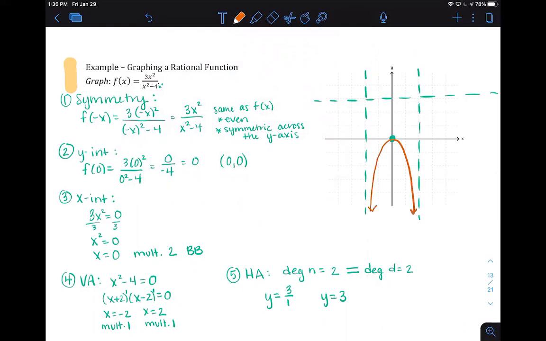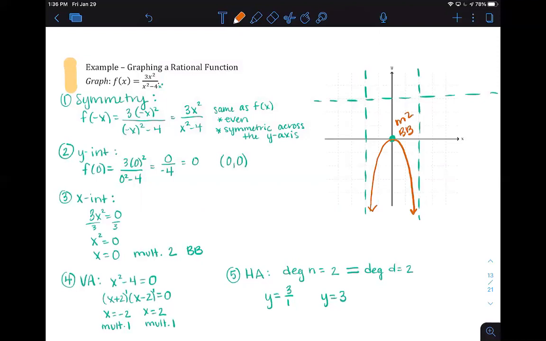Why are we going up and then back down? Because the multiplicity was 2. So that's the reason why we're able to bounce back. Multiplicity 2, bounce back. That's why we're able to do that.